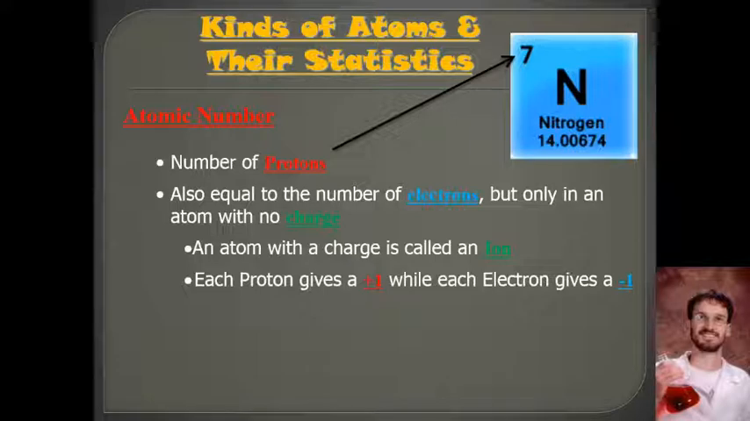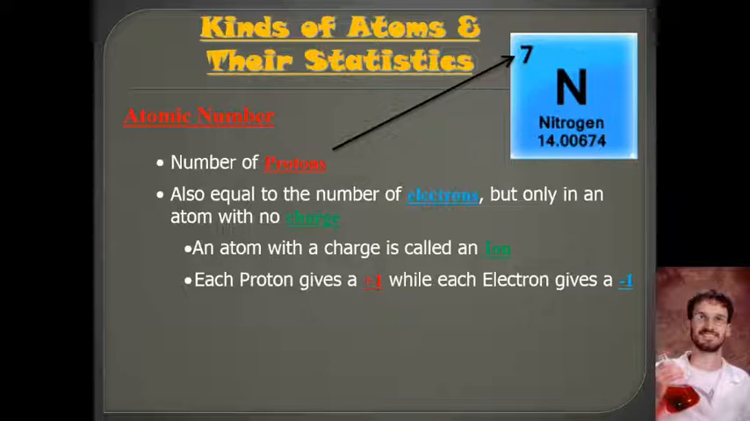Now, if you do tinker with the number of electrons, you end up with an atom with a charge, and that's what we call an ion. So an ion is any atom that has an unequal or unbalanced number of protons and electrons, so they're not balancing their charges out equally, and you end up with an atom that is charged. Every proton gives the atom a +1 charge, every electron gives an atom a -1 charge.